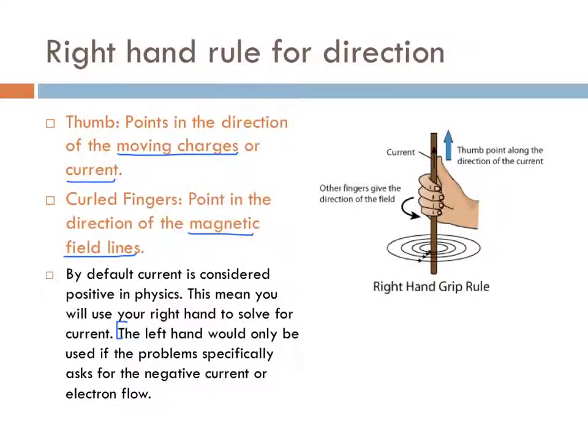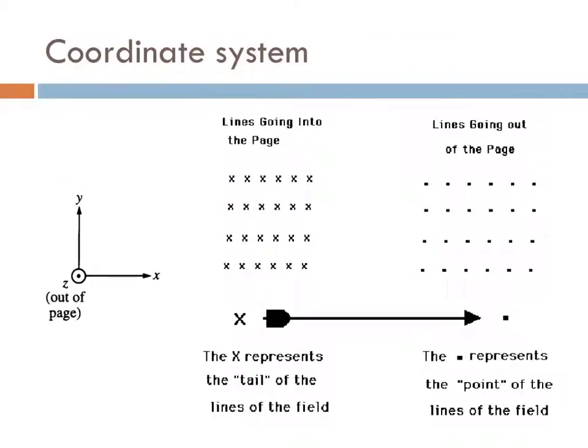Since our pictures can be three-dimensional, we need to reintroduce our coordinate system. Remember that x and y lie on the plane of the page, whereas z comes in and out of the page. Remember that x's are going to represent going into the page and dots are going to represent coming out of the page. A good way to remember this is like an arrow. An arrow coming towards you, you're going to see a dot. An arrow moving away from you, you're going to see an X, which is the cross of the feathers.